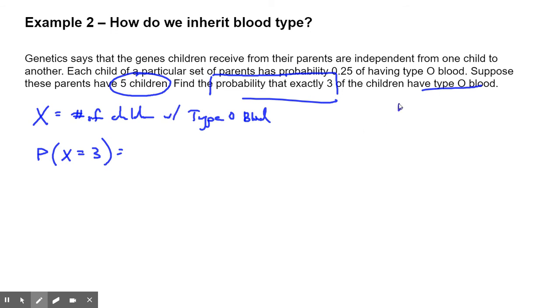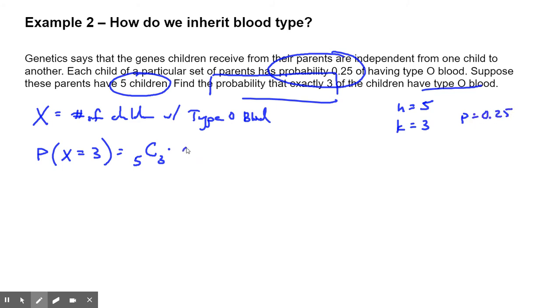Well, in this problem n, the number of trials, or the number total, is 5, and k, our number of successes, is 3. So we're going to start with 5 choose 3, times, and now we want 3 of the children to have type O blood. Well, 0.25 is the probability of having type O blood. Our p-value is 0.25.